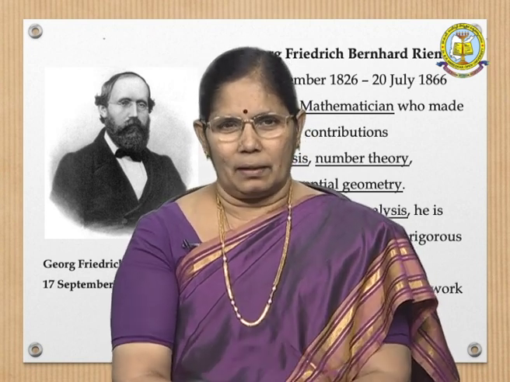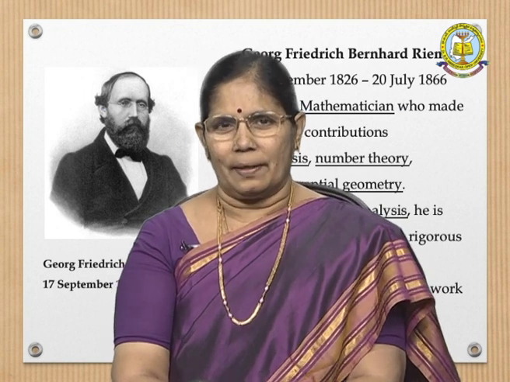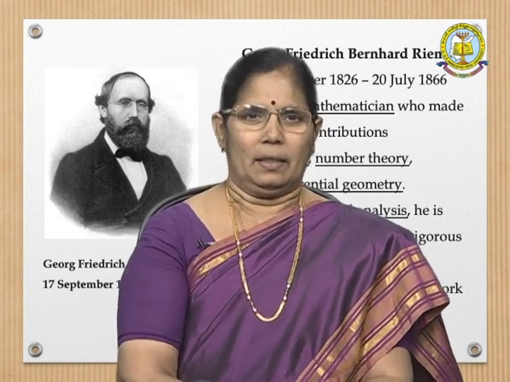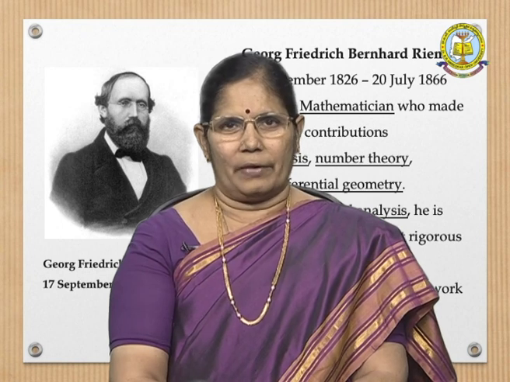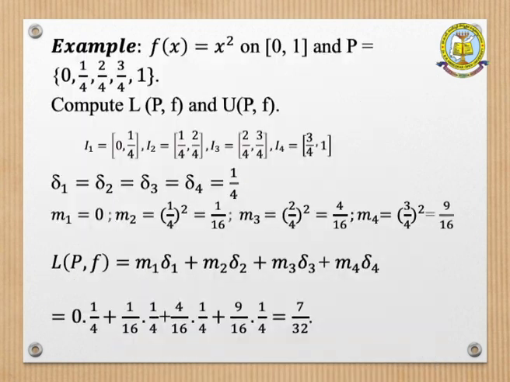Now, see, after defining, let us see how you find LPF and UPF for a given function. Let us discuss one example. Consider f of x equal to x square on the interval 0, 1 and the partition you take as 0, 1 by 4, 2 by 4, 3 by 4, 1. Let us compute LPF. What is LPF? To find LPF, you take subintervals.